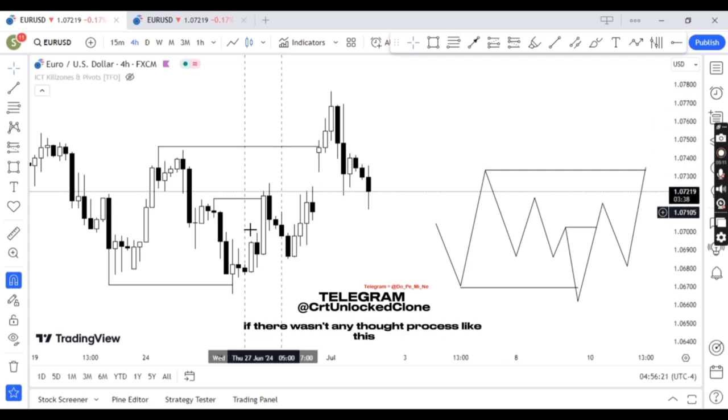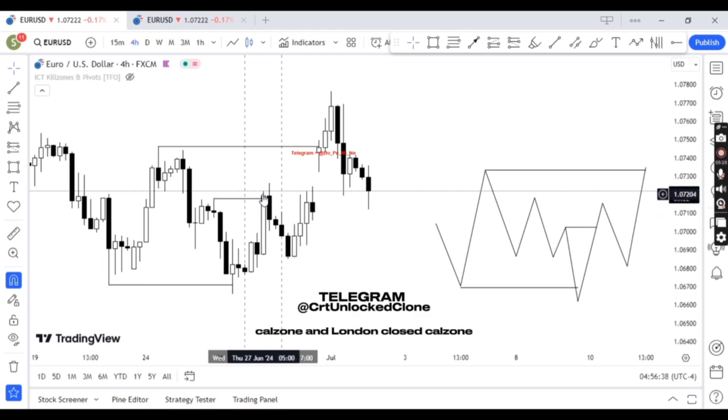Now obviously if there wasn't any thought process like this, then we wouldn't have expected anything as such. But right here we've got a proper reason as to why price should retrace before moving higher, and for that we matched it with the daily intraday time of New York kill zone and London close kill zone, right?